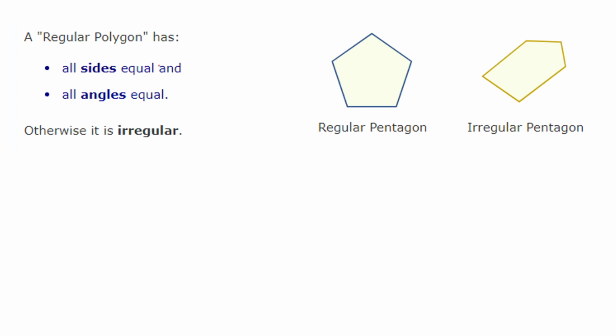A regular polygon, as opposed to just a polygon, means a polygon where all the sides are equal and all the angles are equal. So this is an example of a regular pentagon. All the sides are the same and all the angles are also the same. This is a pentagon, but the sides are different, the angles are different, so we call it irregular in that case.